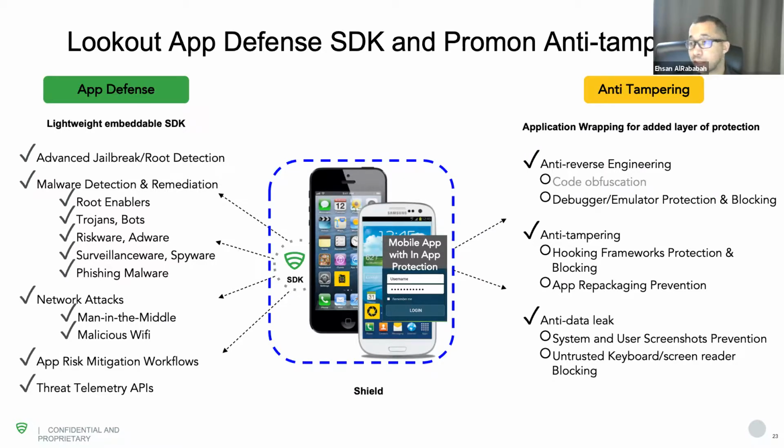Now, moving to the second component, which we provide as a wrapper, so it's usually a post-code implementation. It will provide you with solid protection against tampering attacks, including reverse engineering, runtime tampering attacks, and even some data leak protection that we have in the app. We'll come into more details in the next few slides.